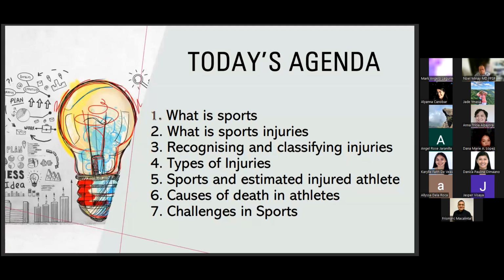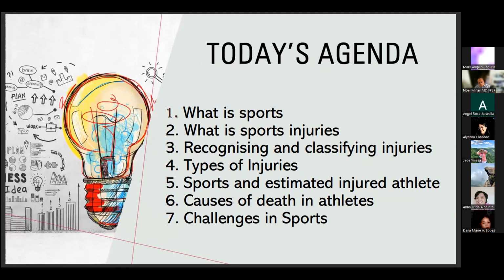So, today's agenda, we have number one is what is sports. Number two, what is sports injuries. Number three, recognizing and classifying injuries. Number four is types of injuries. Number five is sports and estimated injured athlete. Number six is causes of death in athletes. And number seven, challenges in sport.